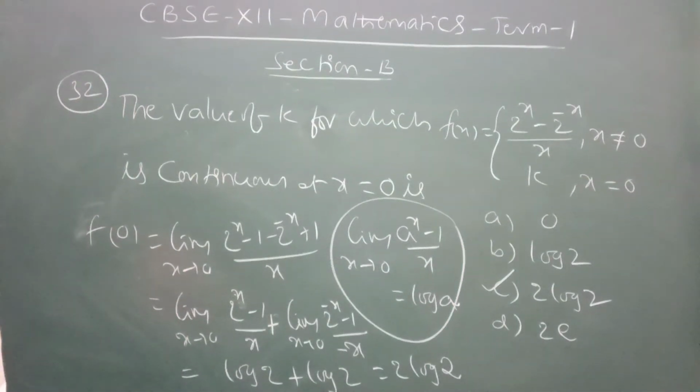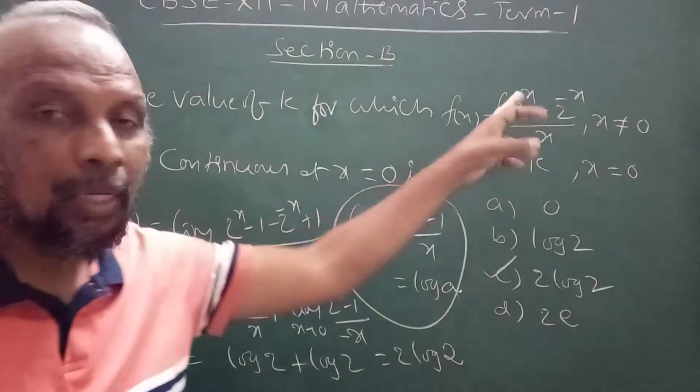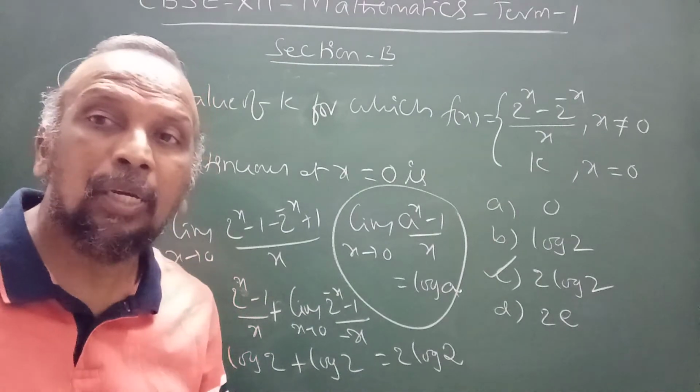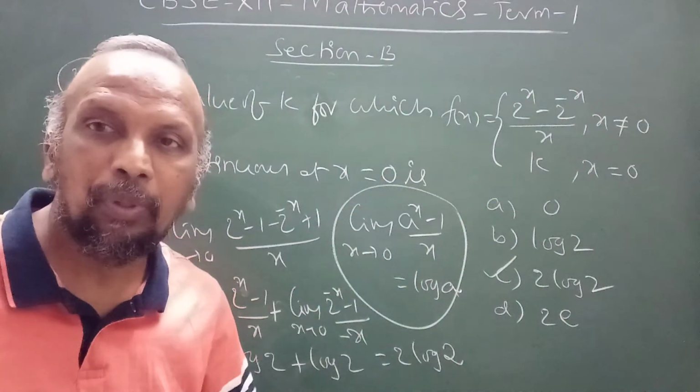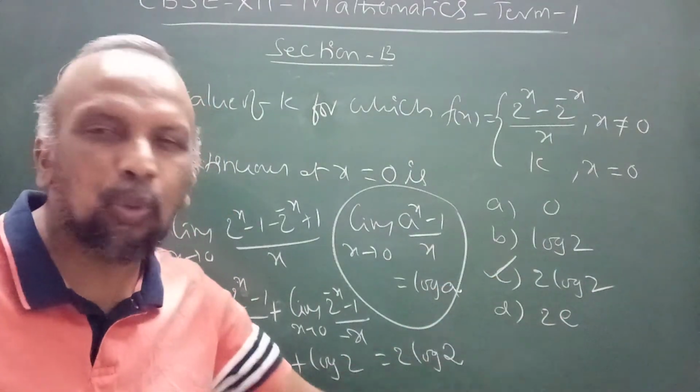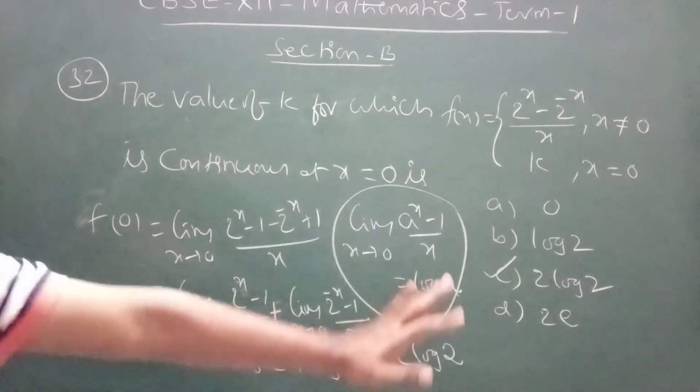Even if I use the L'Hospital rule, same thing. Derivative of a power x is a power x log a, so 2 power x log 2, you will get plus 2 power x log 2. Apply the limit, it comes the same thing, 2 log 2. That will be your answer.